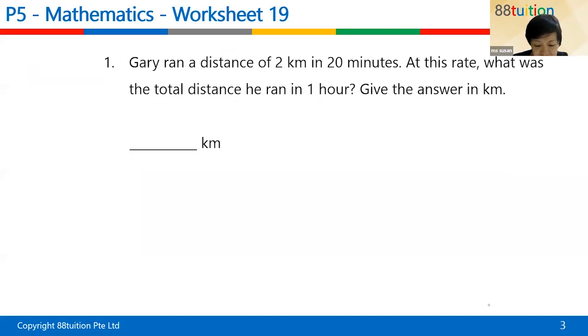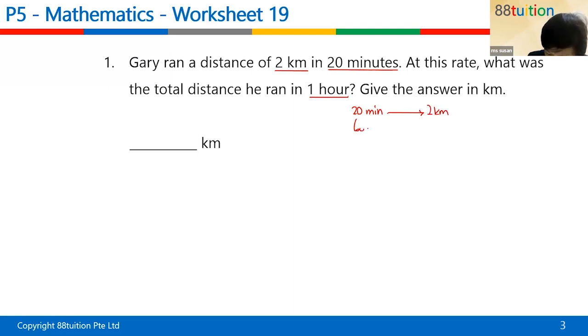Okay, Gary ran a distance in 20 minutes, and it is 2 kilometers. What is the total distance he is going to run for an hour? Oh, this is so simple, because in the 20 minutes itself, the running distance is 2 kilometers.